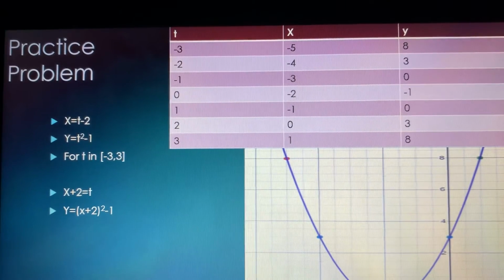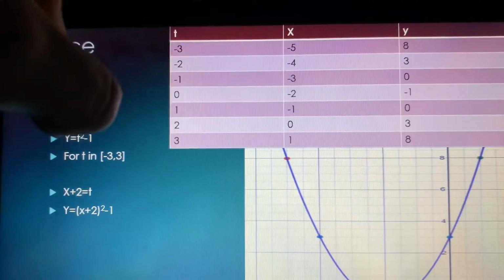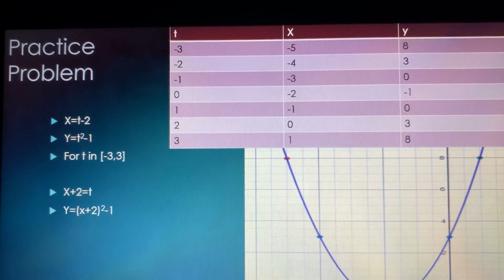Now x is just t minus 2. So this column is going to be all the values in the t column subtracted by 2. -3 minus 2 is -5, -2 minus 2 is -4, and so on. We get -5, -4, -3, -2, -1, 0, 1.